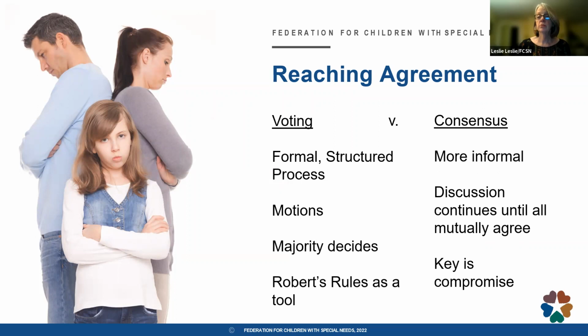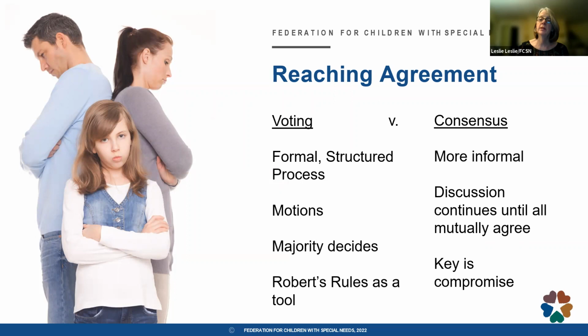And Robert's Rules of Order is usually the standard tool that many groups use to give their meeting process a formal structure and to allow it to follow along in a structured way.